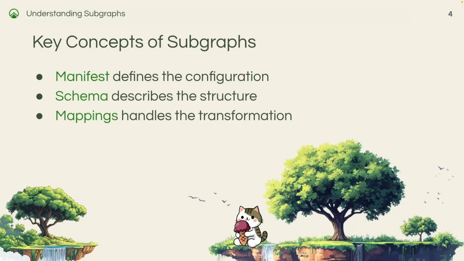Second, the schema. This is your schema.graphql file. It defines the structure of your data. Essentially, you're designing your database tables, but using GraphQL syntax instead of SQL. Third, the mappings. This is your TypeScript code that runs whenever an event occurs. It's the business logic that transforms raw blockchain events into the structured data you defined in your schema.